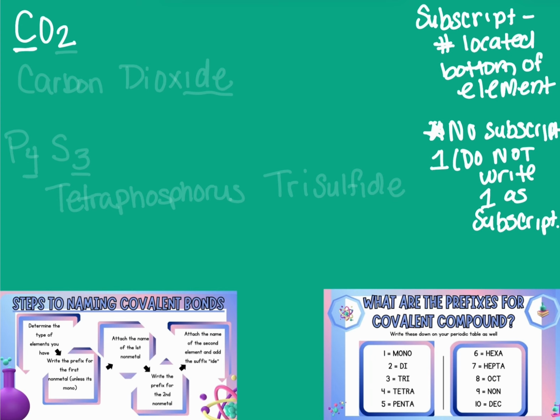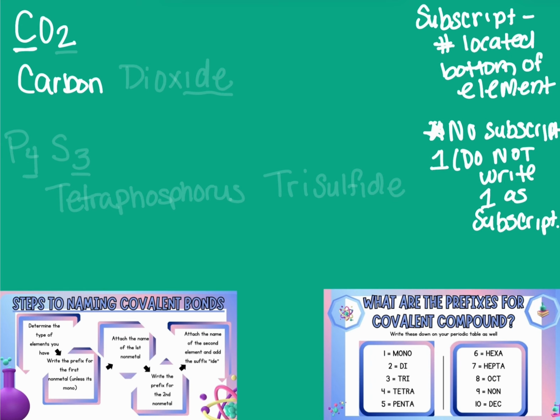So if the subscript next to that element is one for the first element in a covalent bond, you will not write the prefix, mono. The prefix for one is mono. So I'm just going to go ahead and write out the name, which is carbon. All right. Then I'm going to go to my second element.